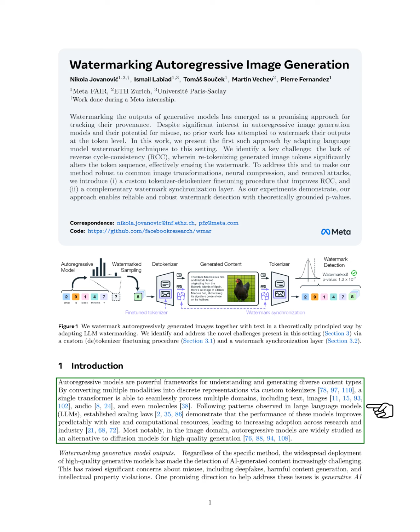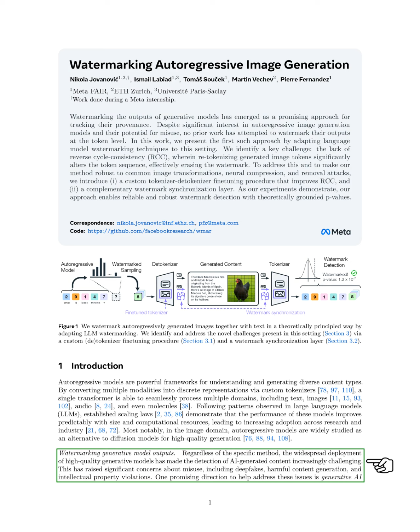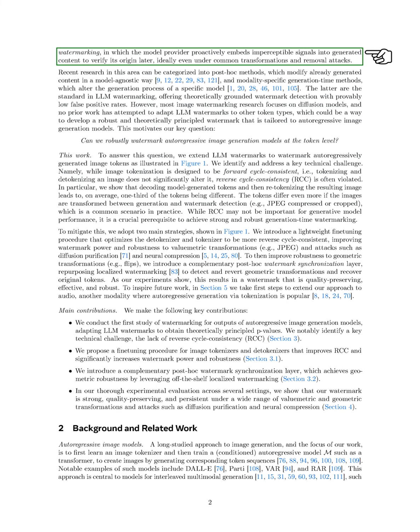In particular, autoregressive models are being examined as a viable alternative to diffusion models for generating high-quality images. As high-quality generative models become more common, detecting AI-generated content has become more difficult, raising concerns about potential misuse, such as deepfakes and violations of intellectual property. One promising solution is generative AI watermarking, where model providers embed subtle signals in the generated content to verify its source, even after common alterations.